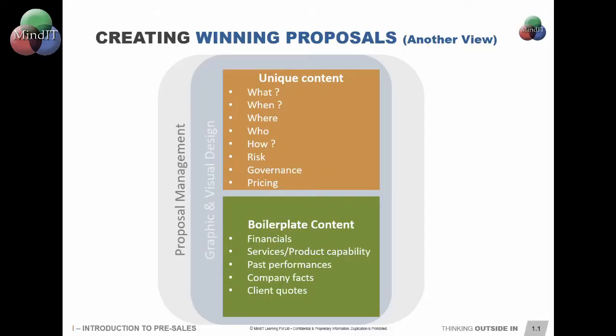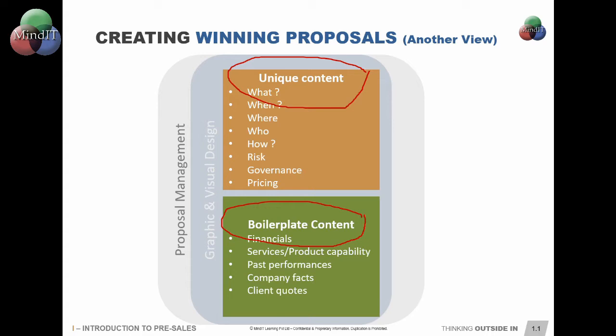So when it comes to putting together winning proposals, this is another dimension by which you can approach your proposal making process. When you break down the entire proposal, there are two distinct kinds of content which contribute towards the final proposal. The first being the unique content, and the second being the boilerplate content. Now, unique content by its very definition is content which needs to be created uniquely for every proposal. And why is that required?